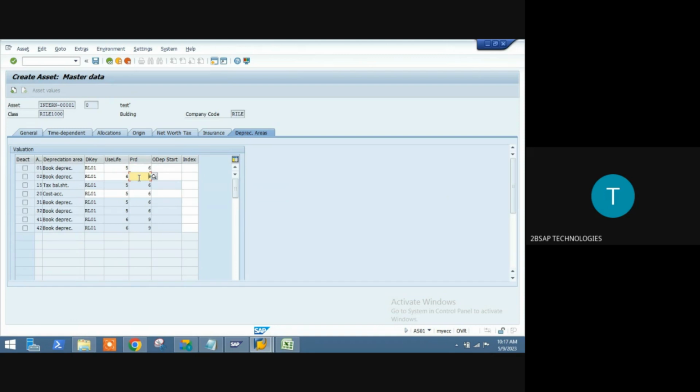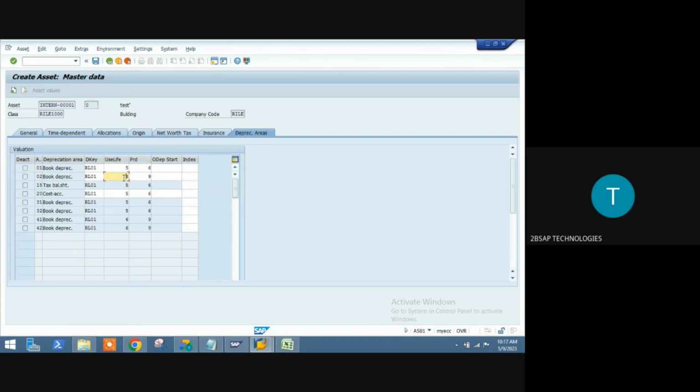So based on useful life, how are you going to calculate your depreciation? 5.6 years means what is the percentage per annum? Total is how much, sir? 100% is always, 100 divided by 5.6 will come somewhere around 17, 18. If you take 5 years, it is 20%.